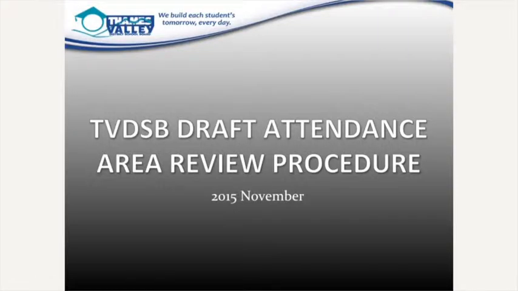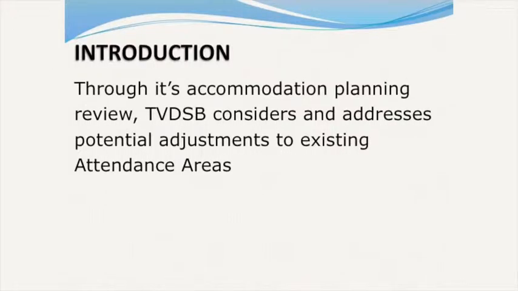We have two other procedures that we've taken the opportunity to put in place through the whole process that aren't mandated by the ministry. There aren't guidelines in place to do these ones like the first two we talked about, but they complete the whole package in which we deal with student accommodations. The first one is the attendance area review, which is school boundaries. Through its accommodation and planning review, the board considers and addresses potential adjustments to attendance areas.